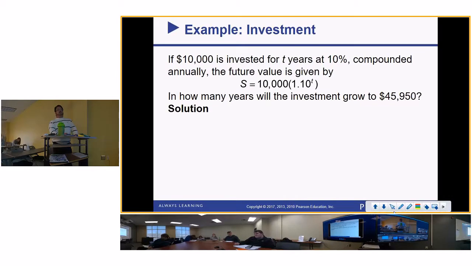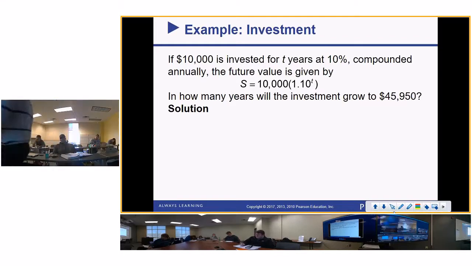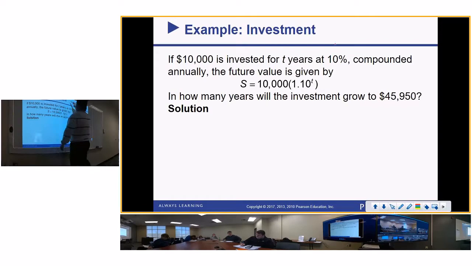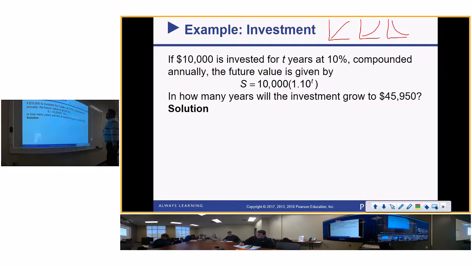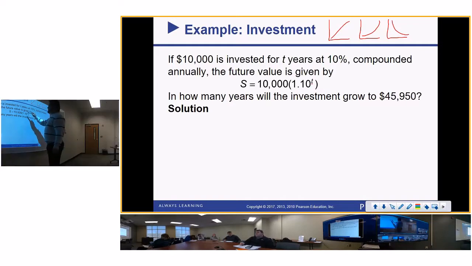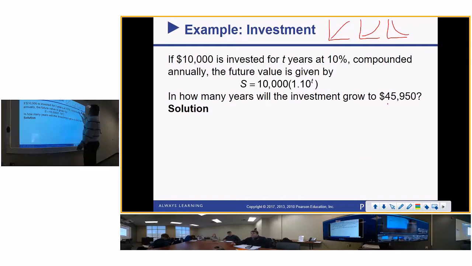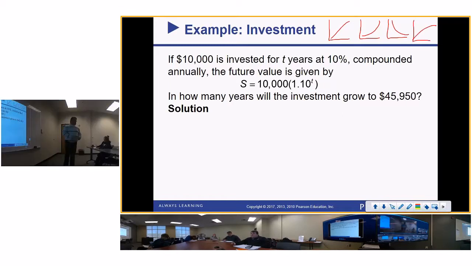Okay, this is S equals 10,000 times 1.10 to the t power. Now again, you're in the first quadrant, so you're going to see a lot of these. I've told you before, you're going to see a lot of exponentials and a lot of logarithms. Where do they end up being? In the first quadrant. So that's why you're dealing with a lot of logarithms and a lot of exponents.